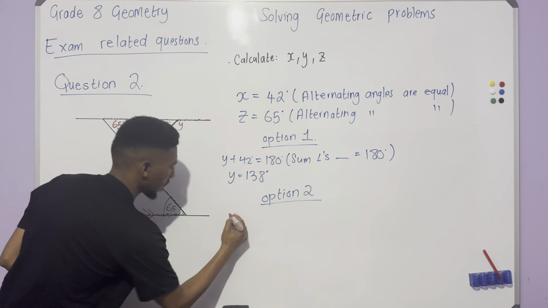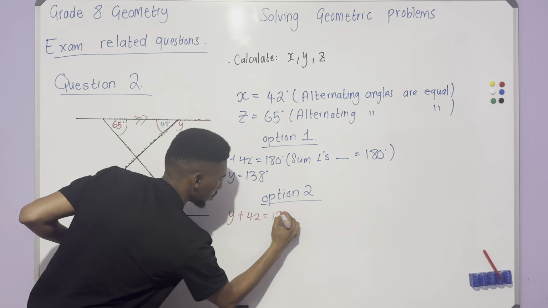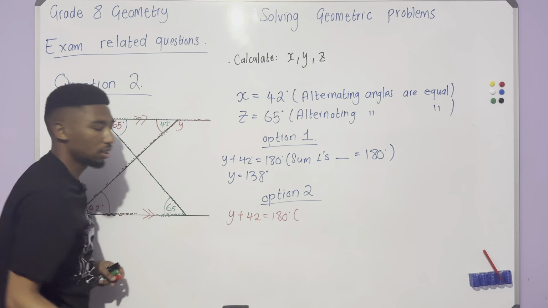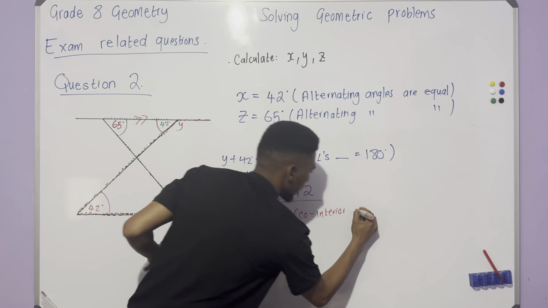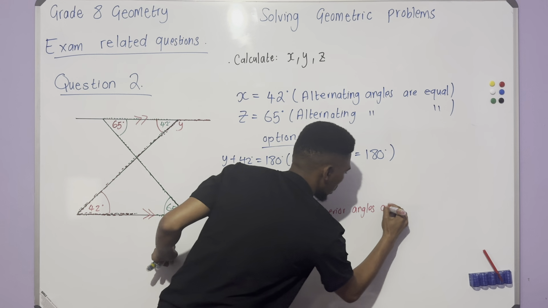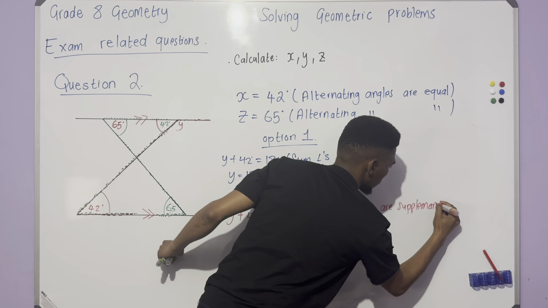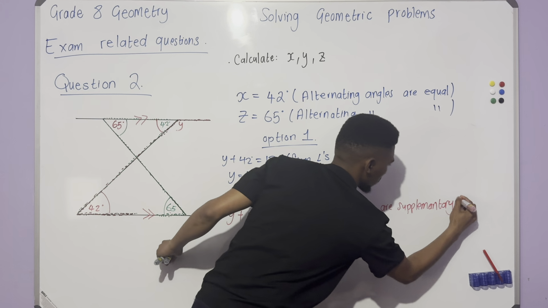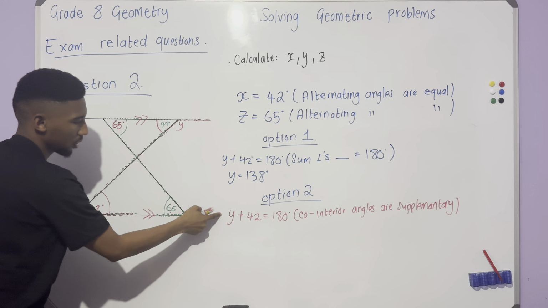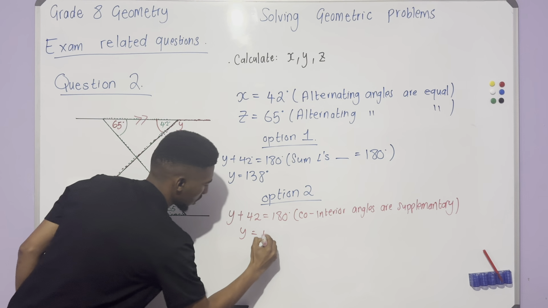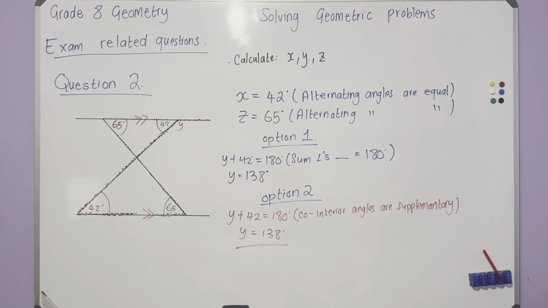So in option 2, I'm going to write it in red. Y plus 42 equals to 180 degrees, and your reason is co-interior angles are supplementary. Okay, and then this equation and that equation is the same. You should know that Y is then equal to 138 degrees.